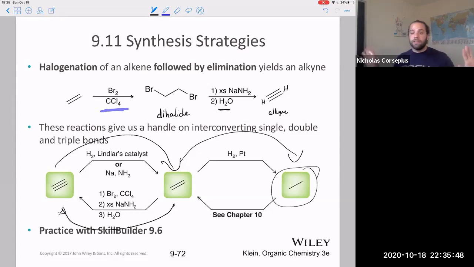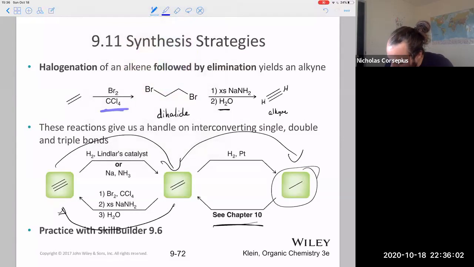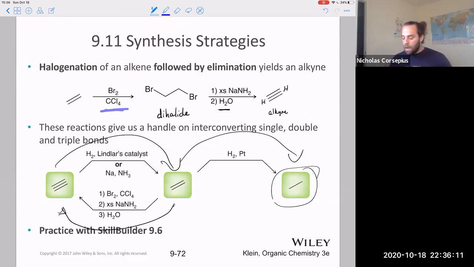Notice we don't have anything to do starting with an alkane, right? Just a completely naked alkane. When we get to chapter 10, we will see things that we can do using radical reactions, but for right now, this path is kind of cut off for us. Okay, which is just a good thing to keep in mind.